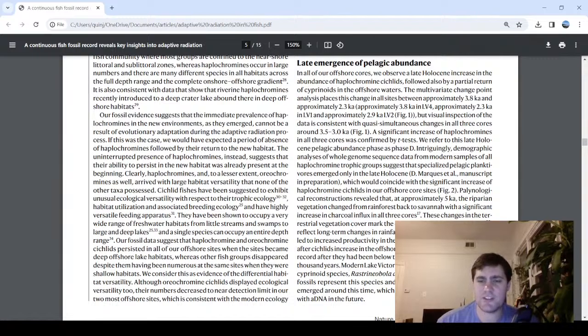Modern Lake Victoria has one pelagic zooplanktivorous. What the heck? Zooplanktivorous.